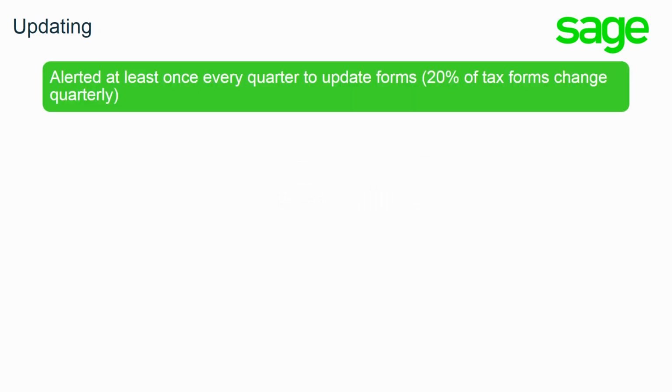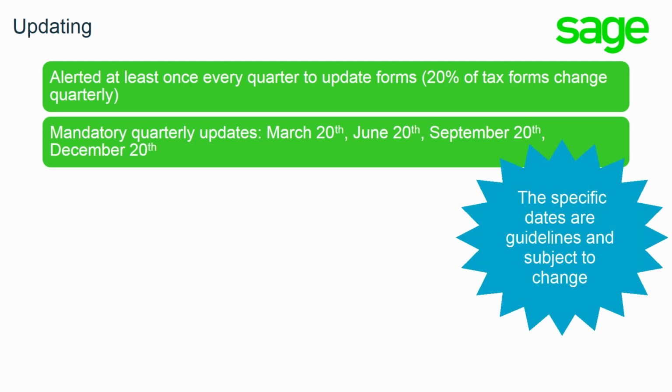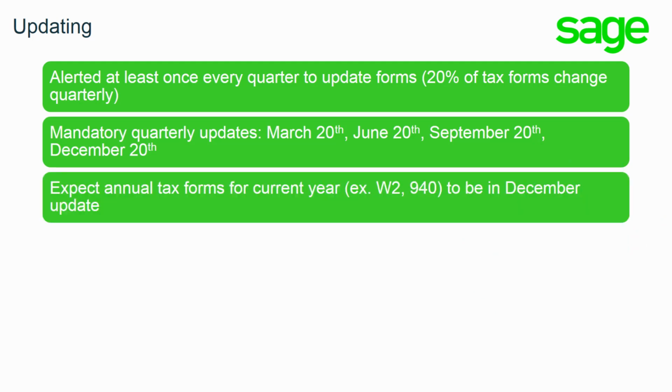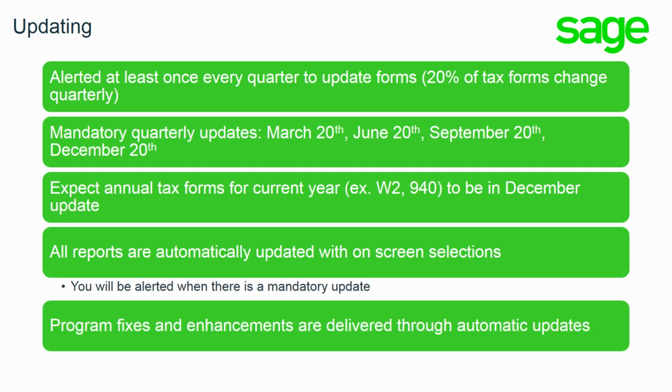As far as updating the program, you will be alerted at least once every quarter to update forms. About 20% of tax forms change every quarter. There will be mandatory quarterly updates in March, June, September, and December. You can expect the annual tax forms for the current year, such as W-2s and 940s, to be in the December update. All reports are automatically updated with on-screen selections. You will be alerted when there is a mandatory update that you need to install. Program fixes and enhancements are delivered through the automatic process as well.